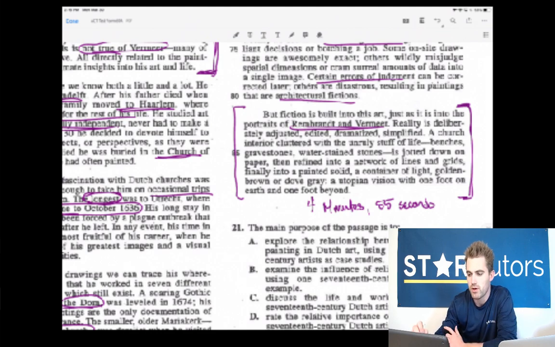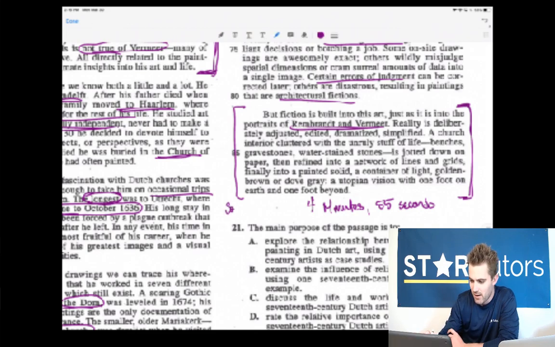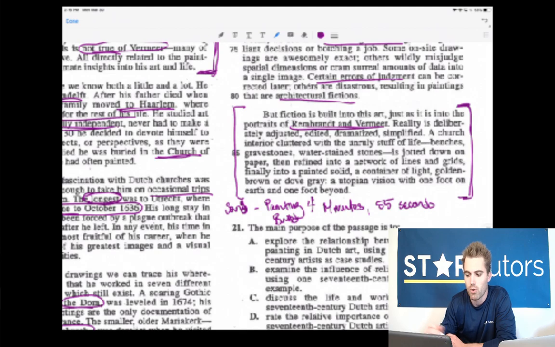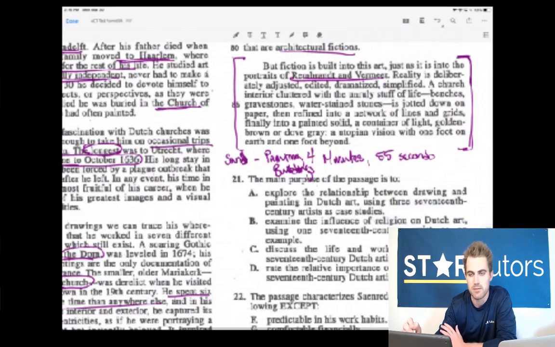For example, if you read the whole passage, this whole thing is about this guy Sanderham and his techniques of painting churches, right? So painting buildings. It's not at all about Rembrandt, his more famous counterparts, or Vermeer. It's only about him and his ability to paint buildings. So when we look at these questions, that's what we need to be focused on.